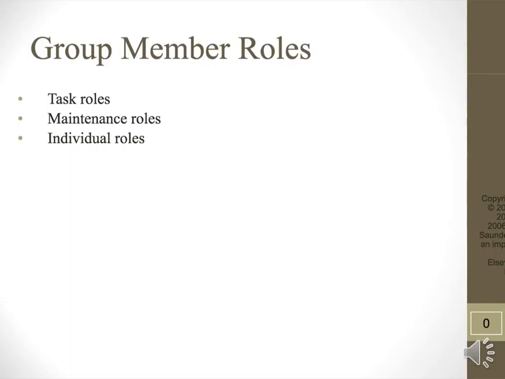There's also group member roles. The task role is the one that keeps the group focused on the task at hand. Your maintenance role is really that glue that keeps the group together, keeps them going, moving forward, and trying to meet the goals. And then individual roles really have nothing to do with helping the group, but instead are about the persons themselves, their personalities, their own agenda, and what desires they want to meet during this time that they are together as a group. You can look at some of these on page 609 and 610 in your textbook.